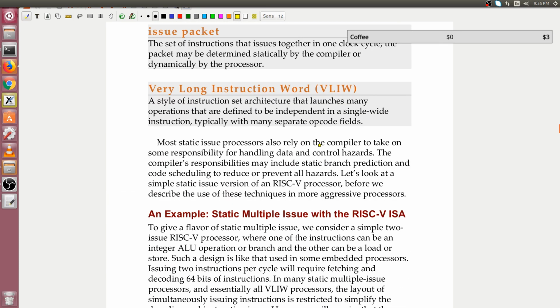So we already talked about static. And then there's a very long instruction word, or VLIW, which is a style of instruction set architecture that launches many operations that are defined to be independent in a single wide instruction. So if, say, we wanted to do 10 adds, a VLIW instruction would be able to add 10 things together with a single instruction.